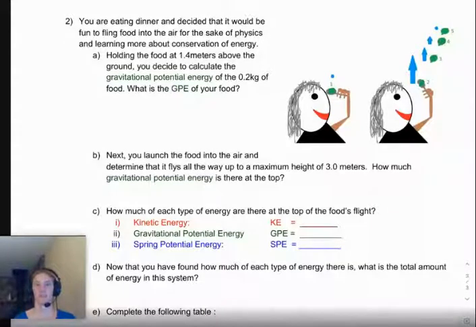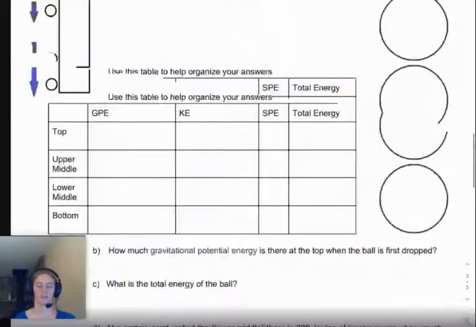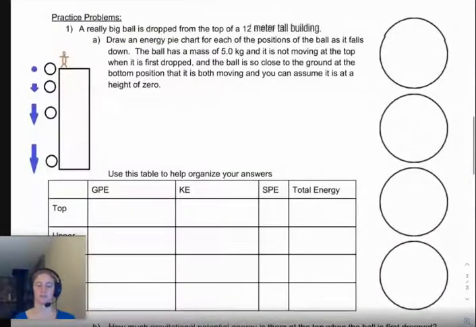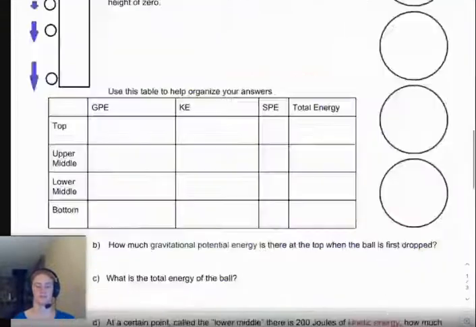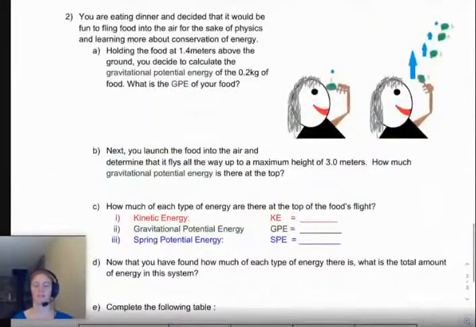Now I'm going to go over number 2 of this worksheet, the one that's titled Practice Problems, that comes after types of energy and their equations. So, number 2, you are eating dinner and decided that it would be fun to fling food into the air for the sake of physics and learning more about the conservation of energy. You're holding your food at 1.4 meters above the ground, and you decide to calculate the gravitational potential energy of the 0.2 kilograms of food. What is the gravitational potential energy of your food?